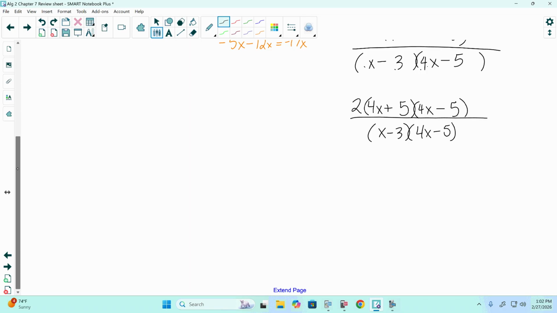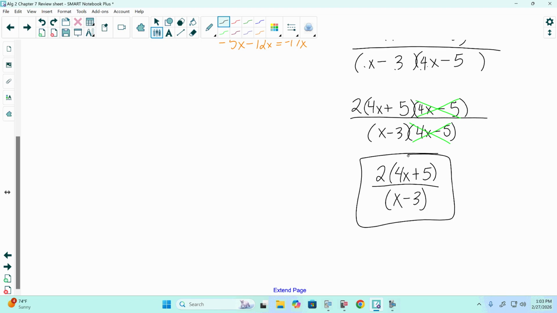All three expressions on top: the 2 for sure, and the 4x plus 5 and 4x minus 5, no greatest common factor in either set of parentheses. Degree is 1. They're as simplified as we get. And incidentally, we do have a common term on top and bottom that will reduce, leaving us with 2 times 4x plus 5 over x minus 3. And that is it.